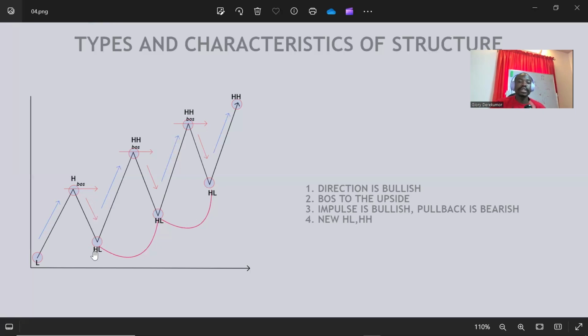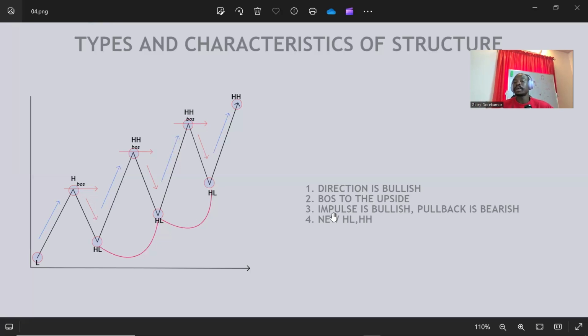So there's going to be a break of structure to the upward direction, and this cycle repeats itself over and over and over again until maybe a reversal comes into play. But basically, if the market is going to be bullish forever, it's forever going to be printing these types of structure. And of course, the number 3 characteristic of a bullish market structure here is that the impulse leg is bullish, meaning that the direction of the impulse leg is to the upside, but the direction of the pullback leg is to the downside.